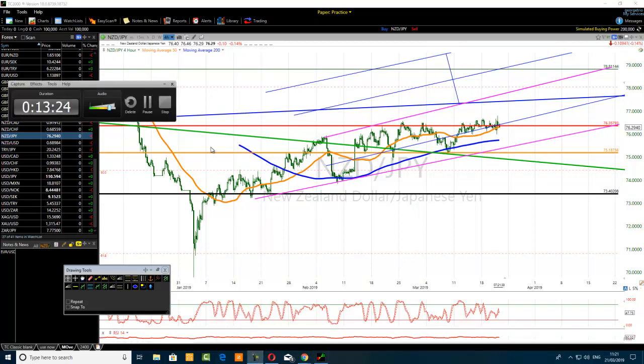Okay, so this will conclude our discussion today about simple chart analysis, tips and tricks, New Zealand dollar, Japanese yen.